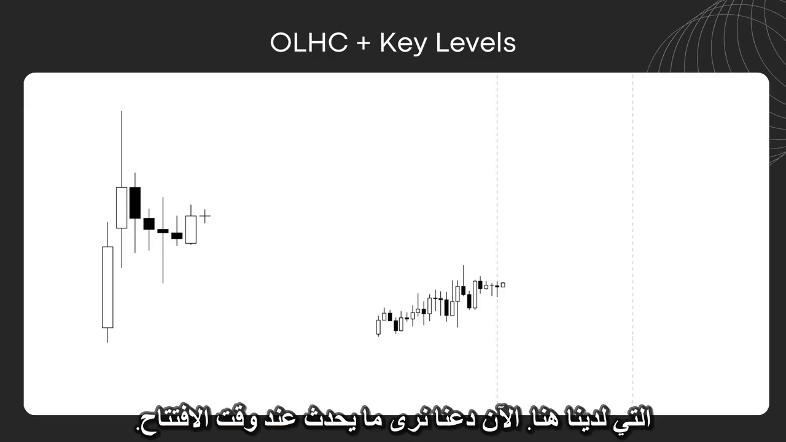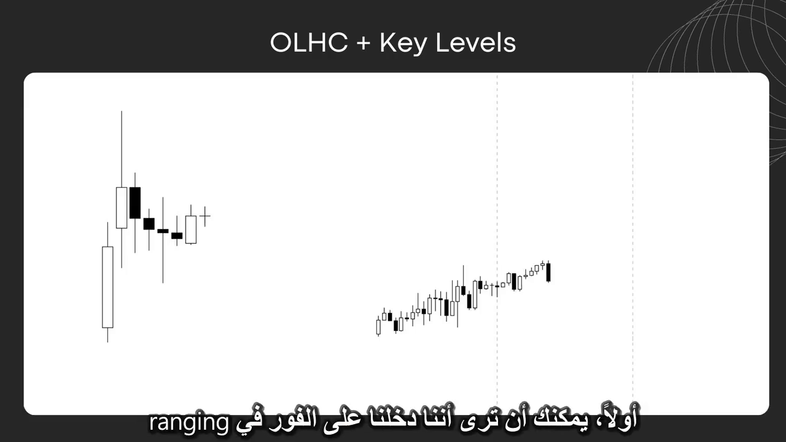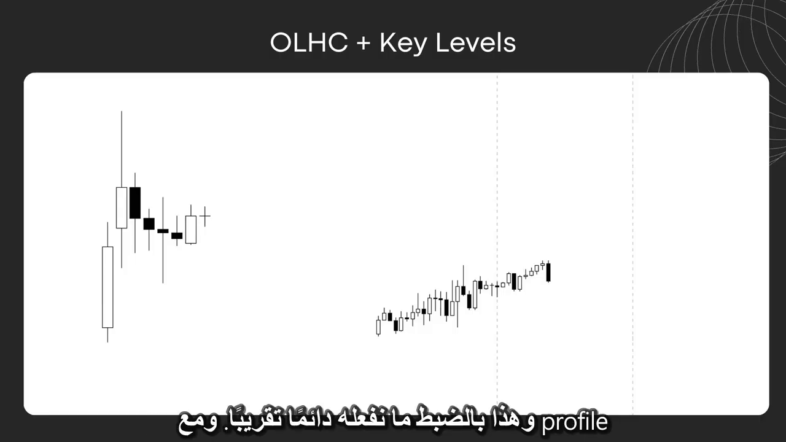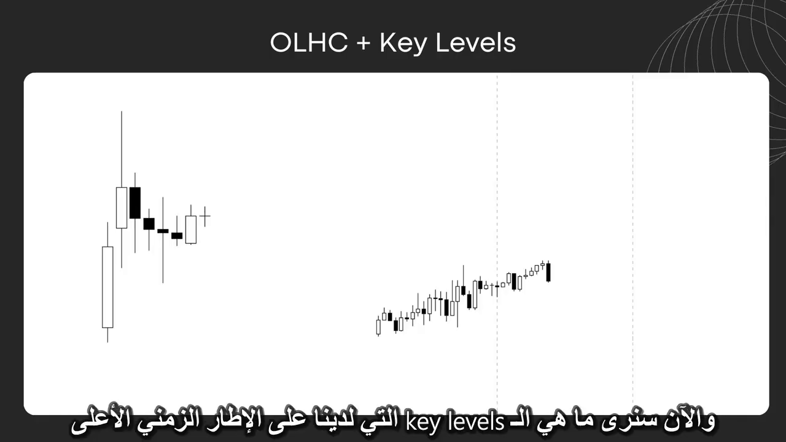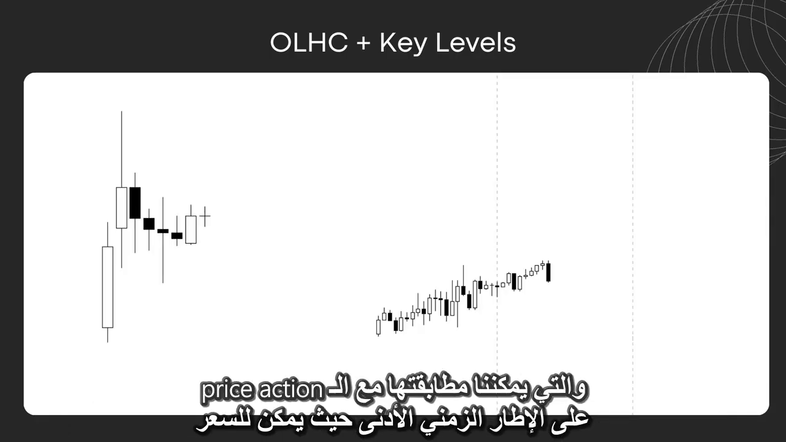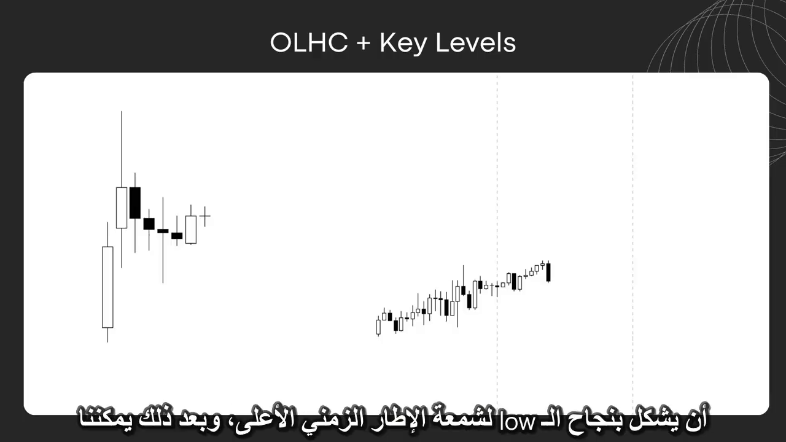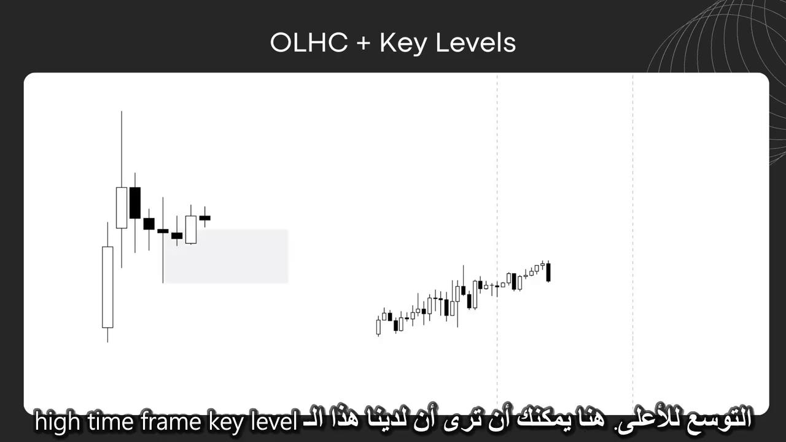Now let's see what happens at the opening time. First of all, you can see we straight away went into a ranging profile, and that's exactly what we almost always do. And with this ranging profile, we successfully generated liquidity above the key level, and now we're going to see what key levels we've got on the higher time frame that we can match with the lower time frame price action, where price can successfully form the low of the higher time frame candle, and then we can expand above.